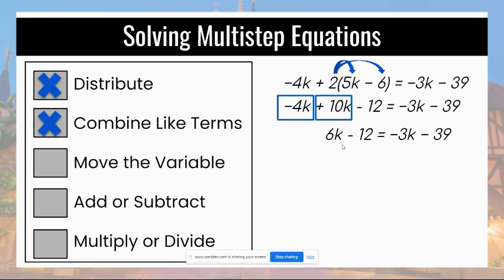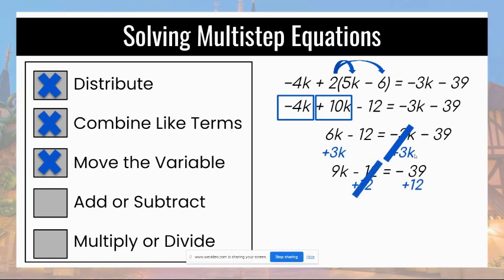I can, however, move the variable. We always like to move the smaller variable, so the smaller variable here is negative 3k, so I'm going to add 3k to both sides. 6k and 3k is 9k, so I get 9k minus 12 is equal to negative 39. And now we want to get k by itself, so I'm going to add 12 to both sides because that's the opposite of what I have.